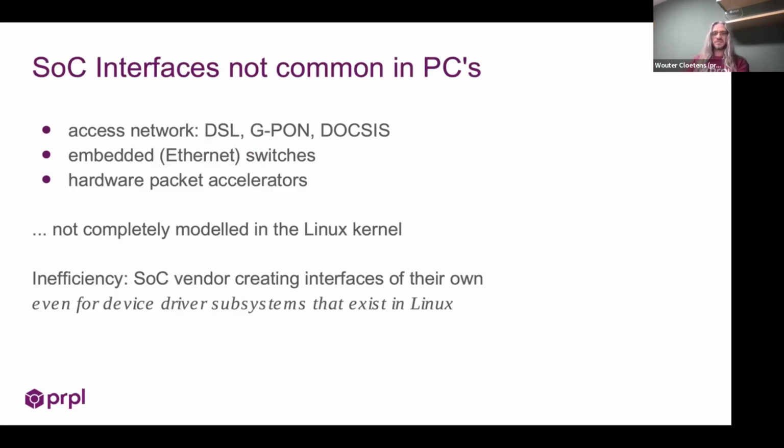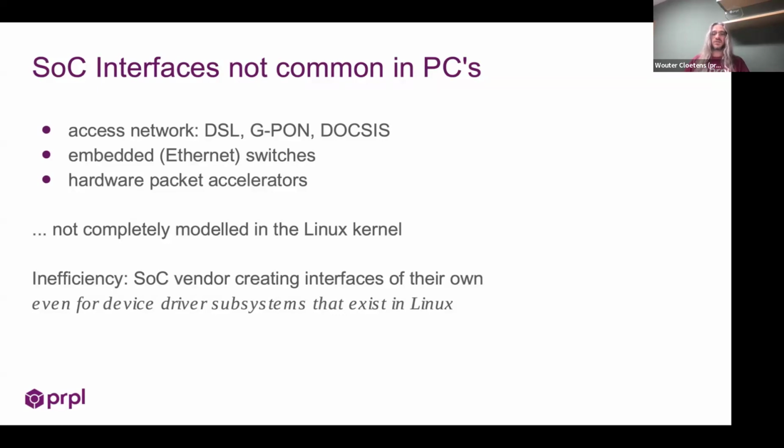First is that these system-on-chip interfaces are not common in PCs. Access network interfaces, DSL, GPON, DOCSIS are pretty much completely absent from Linux, as a few examples. System-on-chips typically also have embedded Ethernet packet switches in them, and hardware packet accelerators that basically steal away some of the work that Linux does and do it behind the covers in a proprietary way. There's more, but this is just a few examples, and those aren't completely modeled in the Linux kernel. The frameworks are somewhat missing sometimes.